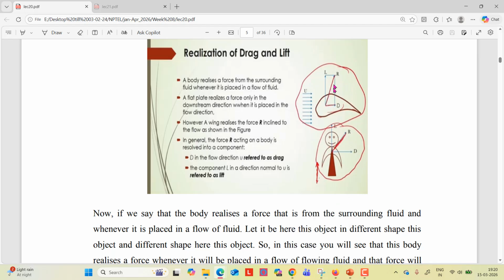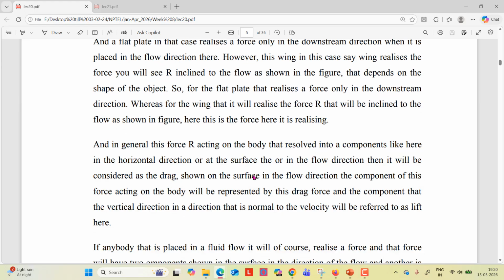It has two components: along the flow, that is D, drag, and along the perpendicular of the flow direction, that is called L. So it is written here that in general the force R acting on a body is resolved into two components: D in the flow direction of velocity, referred to as drag, and the component L in the direction normal to the U, referred to as lift.